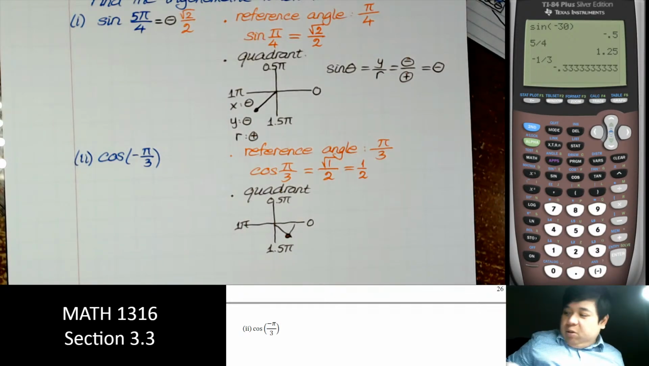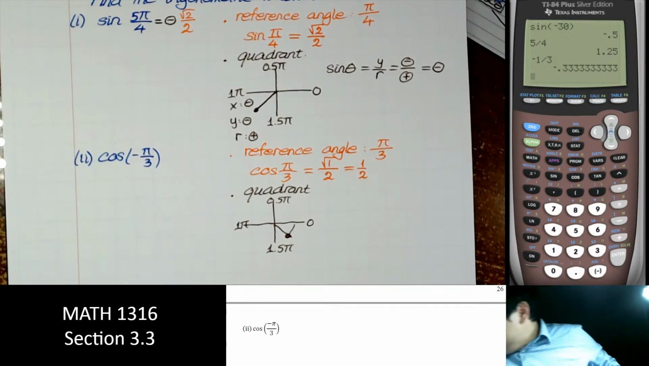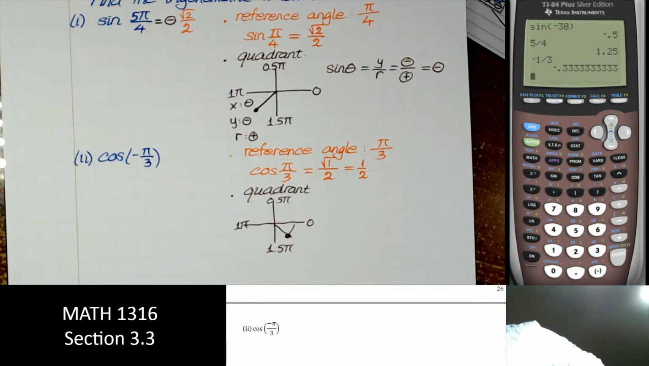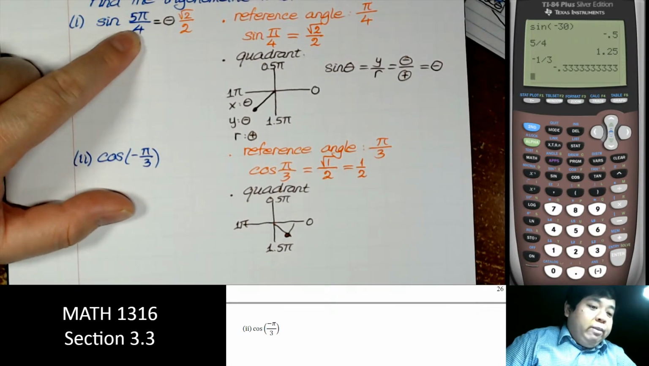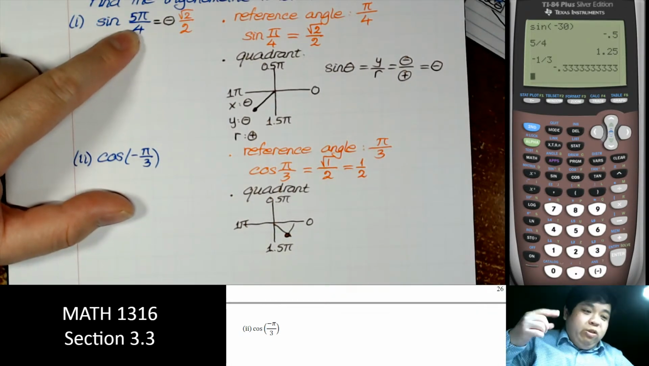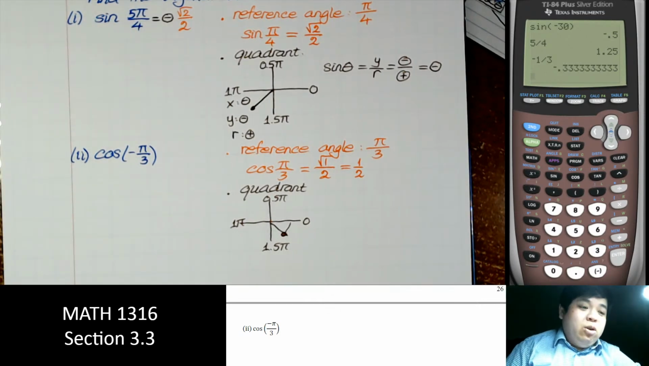No, it's not multiplied by 5. It is divided by 4. So if it is a reduced fraction, we just take the one at the bottom. Pi over that is going to be the reference angle, if it is 2, 3, 4, and 6.